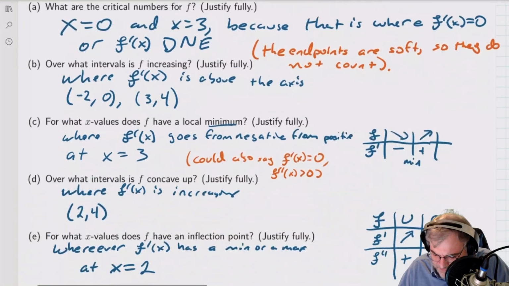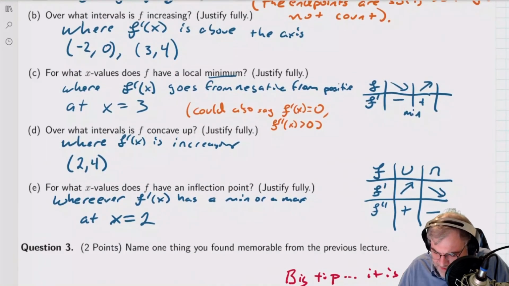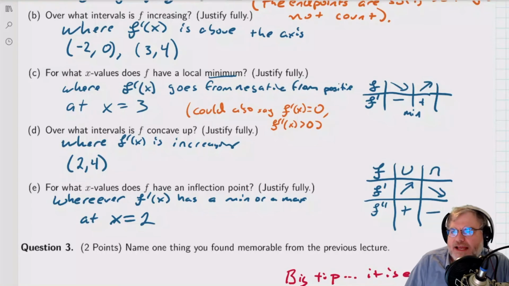Okay, so that's at x equals 3. And I can actually do this right here. This is enough justification for that. I don't need to say where f prime goes from negative to positive. I can just write that. Okay, so 1 to 5, how do we feel about the min-max thing there?